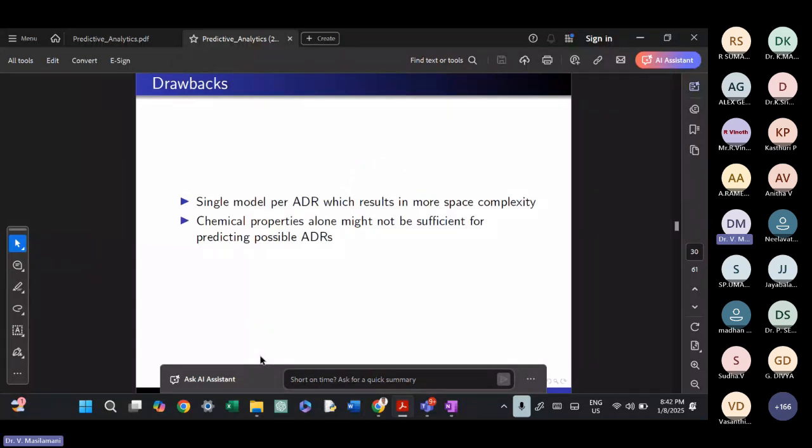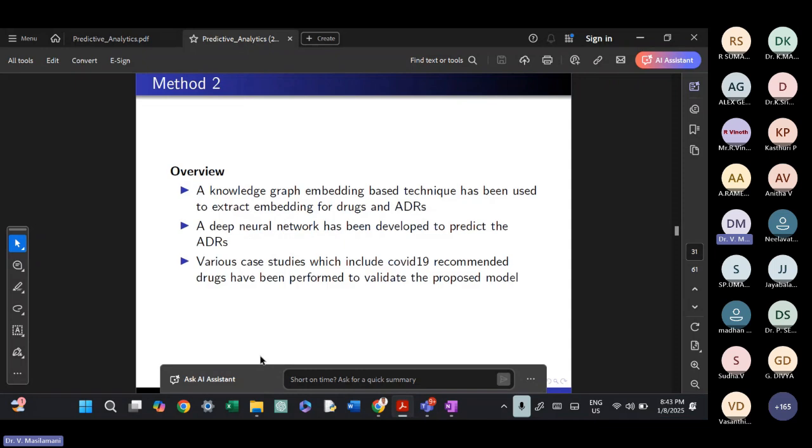So, what is the drawback? The main drawback is that for every single ADR, you need to build a single model. If there are 1,000 ADRs, you need to build 1,000 SVM models. So that is time consuming, and even the testing time will also be very high. And only chemical properties are used in this model, and it is better to use some extra features along with chemical features to improve the performance.